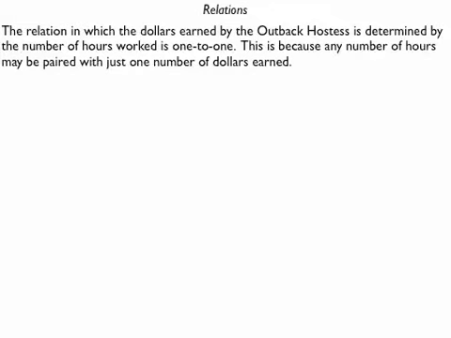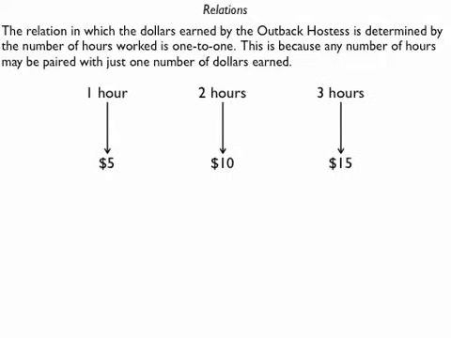Now functions come up in everyday life. Okay, the relation in which the dollars earned by the Outback hostess is determined by the number of hours worked. That's one-to-one. Okay, how much you earned is determined by how many hours you work. So for example, if you work 1 hour as an Outback hostess, you might earn $5. 2 hours, you earn $10. 3 hours, you earn $15. You're not going to work 2 hours and then earn $10 and $12. It's 2 hours for your input, 1 output, $10 that you earn. Okay? This is what we call a function.